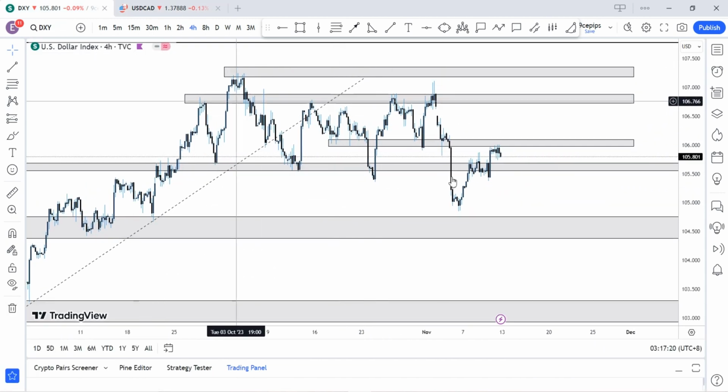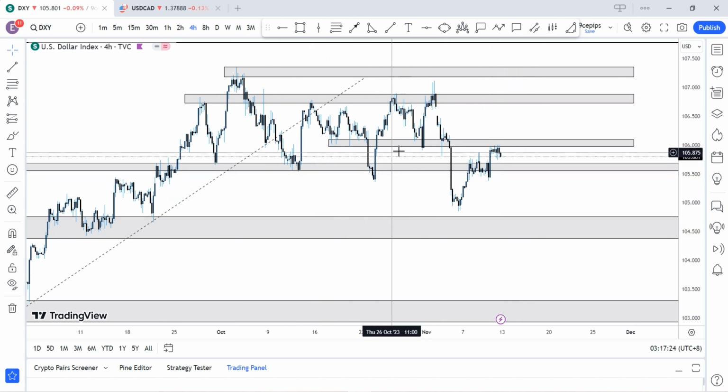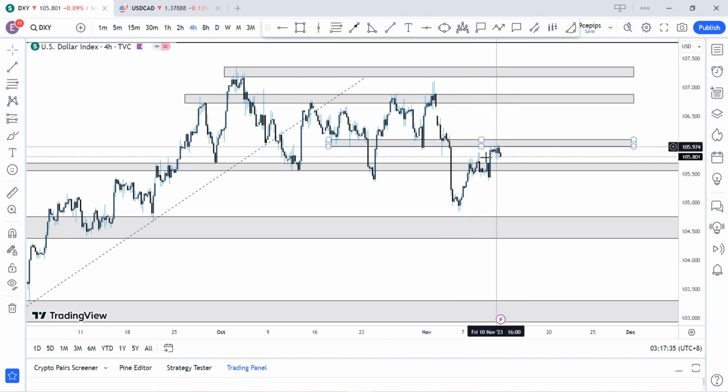What I'm looking out for here on DXY is a possible continuation to the downside. Over the last 2 weeks we had this dump, and then last week I anticipated a pullback and then a continuation, and it took the whole of last week to make this pullback. Now price is at the critical area.